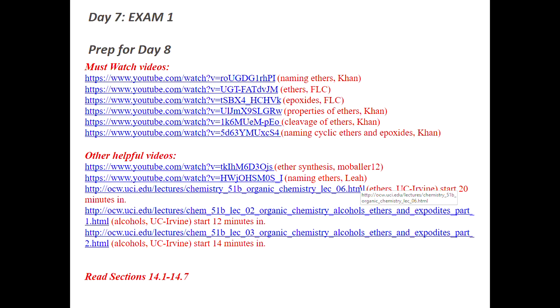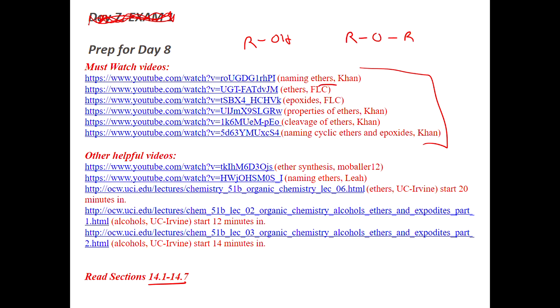On Monday, we're going to get into chapter 14. So you want to prepare yourself with the readings there and some videos about ethers. Right, so an alcohol is an ROH, an ether is an ROR. So by replacing the hydrogen with another R group, that makes an ether. And so we're going to talk about ether chemistry starting next week.